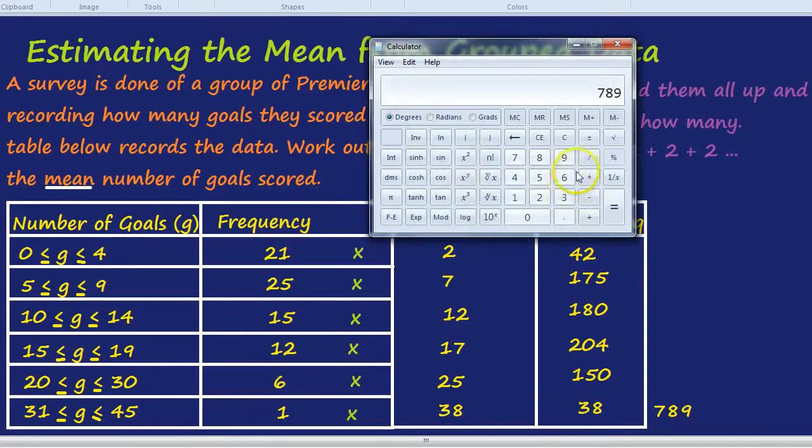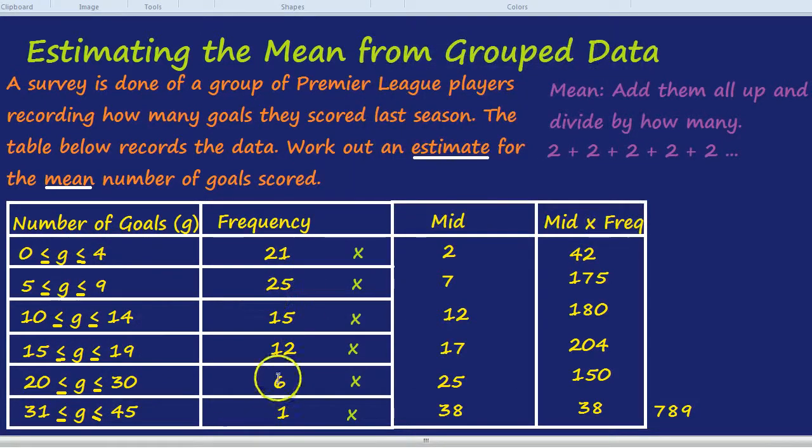In fact, if we did divide by 6, we would have 131 as an estimate for the mean number of goals scored. Not even Messi could score that many goals in a season. So it's not divide by 6. Always check whether your answer kind of makes sense. It's divide by how many players there are.